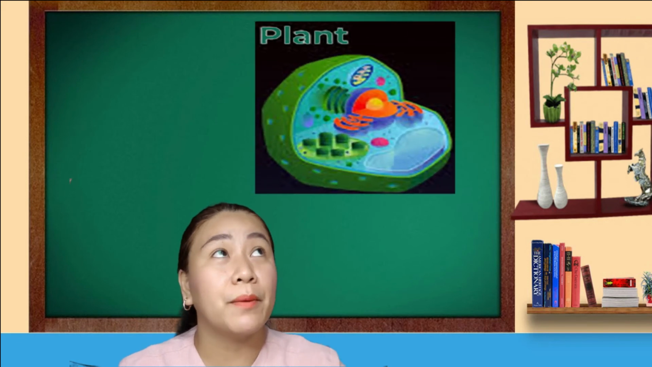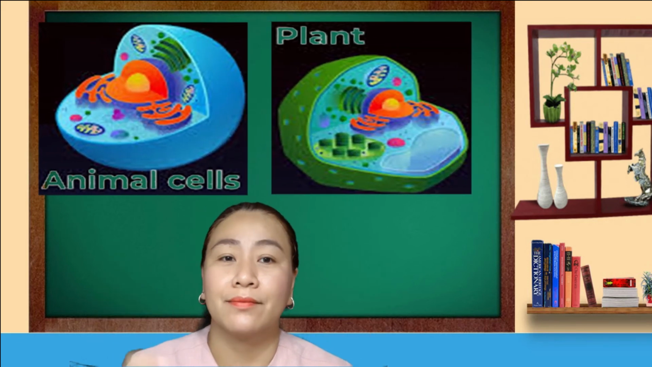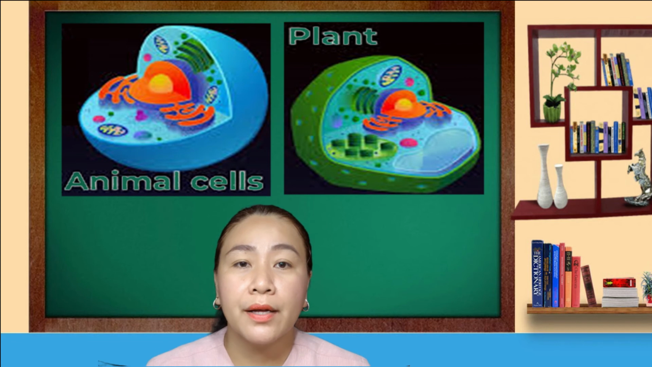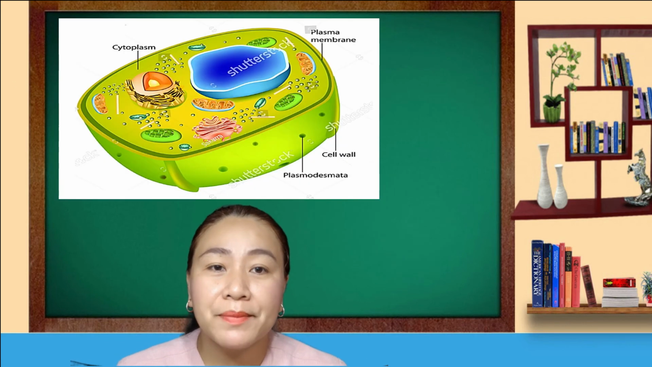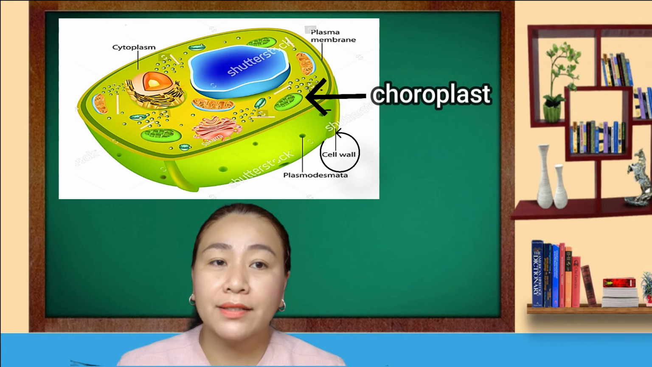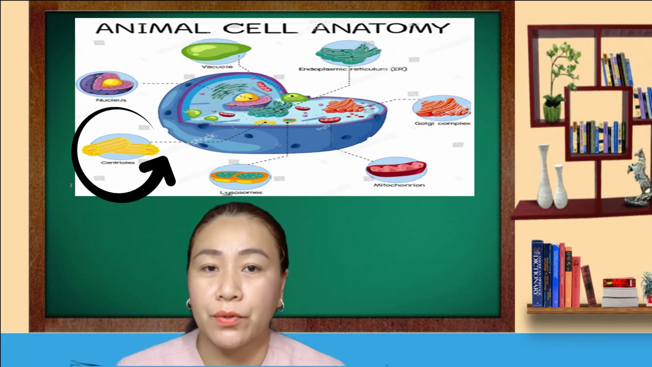Let's look at the picture of the plant cell and animal cell. Compare the two. Can you identify the parts that the animal cell doesn't have and that the plant cell doesn't have? Very good. The plants have cell wall and chloroplast, while the animal cell has a centriole.